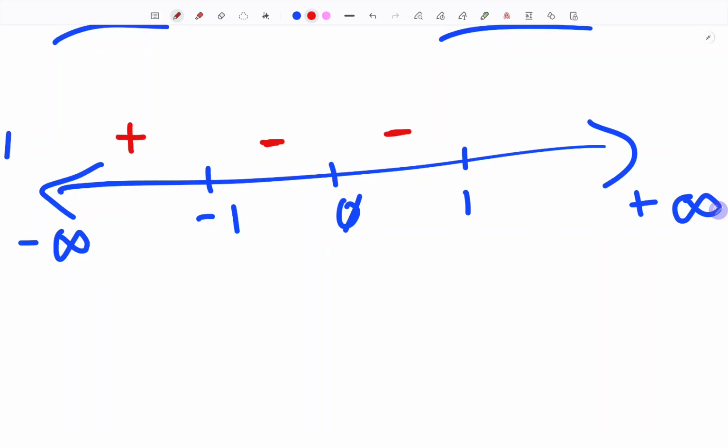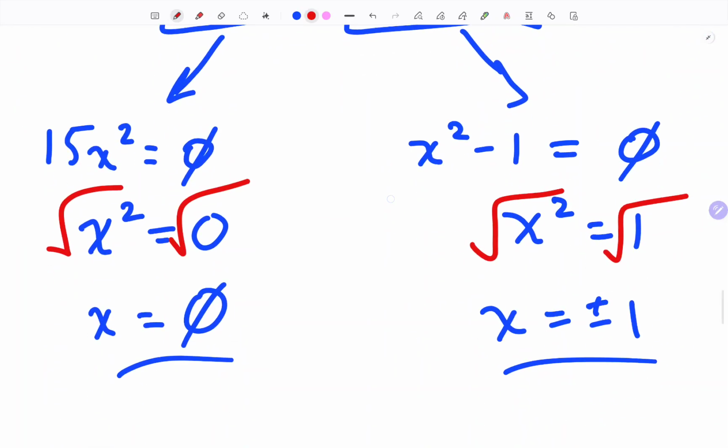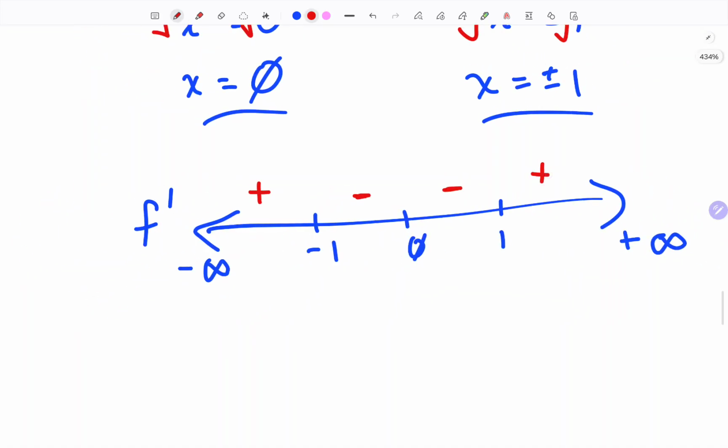And then let's plug in a number between 1 and infinity. You do 2, 10, 5, whatever. I'm going to do 2, it's easy. So 2 squared times 15, that's a positive number. 2 squared is 4. 4 minus 1 is a positive number. Positive times a positive gives us a positive.